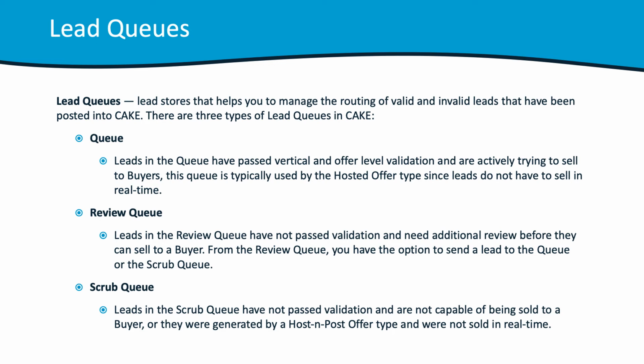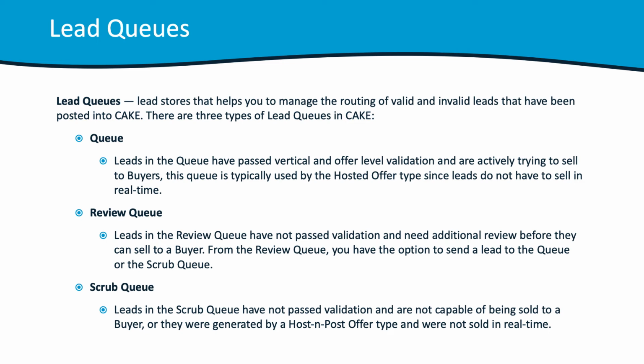So the first queue is essentially where Cake is actively trying to sell your leads. This only works in hosted offers. So let me just read the definition real quick. Leads in the queue have passed vertical and offer level validation and are actively trying to sell to buyers. This queue is typically used by the hosted offer type since leads do not have to sell in real time. So again, this is our main routing engine that's looking for buyers that are available. It's prioritizing them based on the price or based on priority, which was a feature we just introduced. So this is an active engine that's happening at all times.